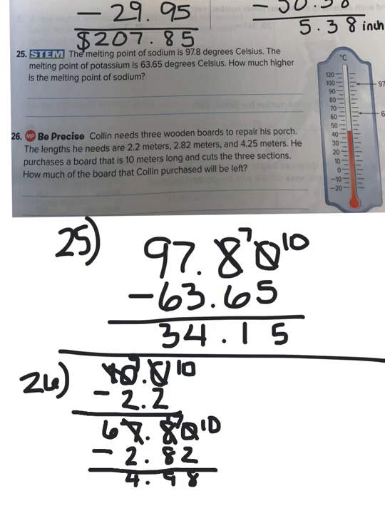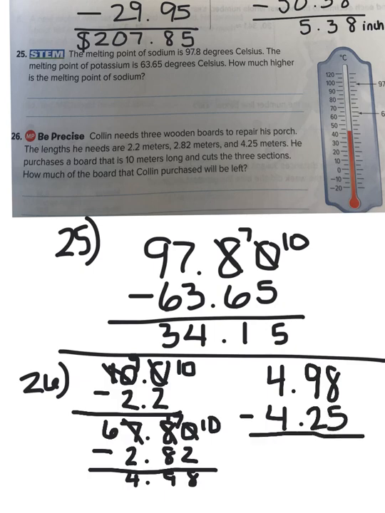We have 4.98. And we still have one more length of board to subtract from there, which is 4.25. So we can take 5 away from 8, leaving us with 3. The 9 minus the 2, leaving us with 7. And then 4 minus 4 is 0. We still need to bring down that decimal place, and Colin will be left with 0.73 meters.